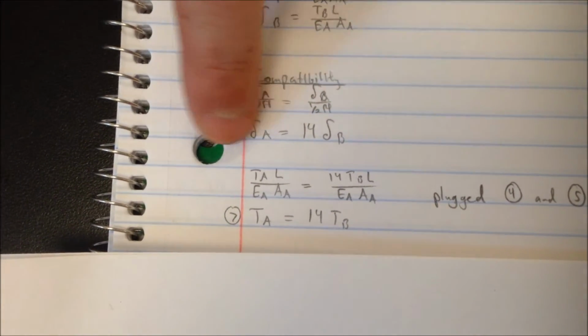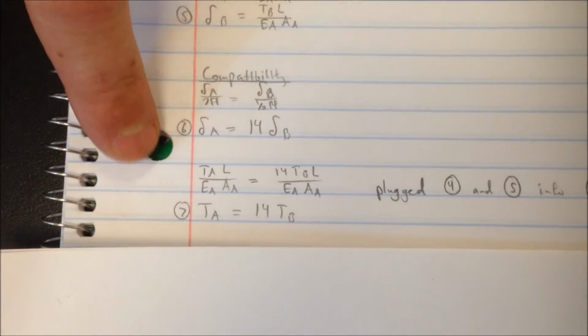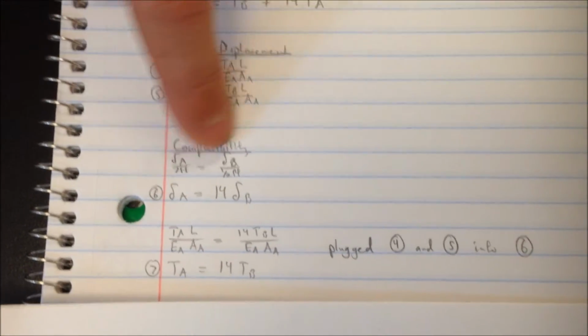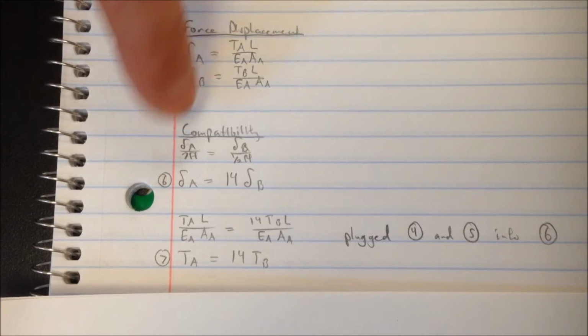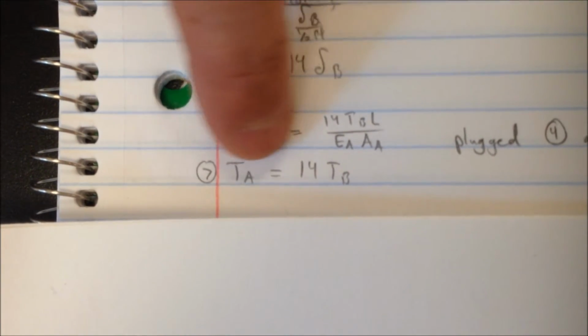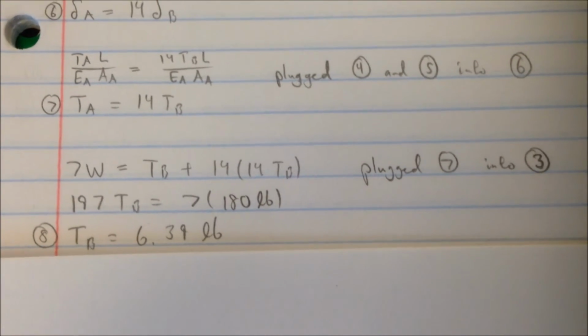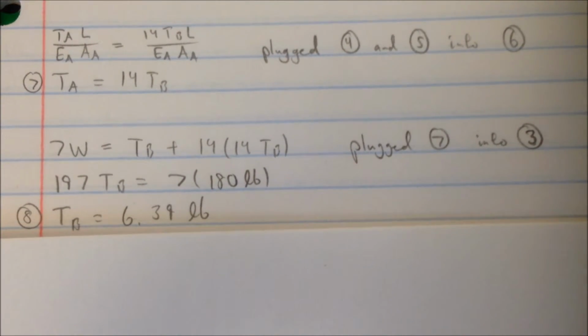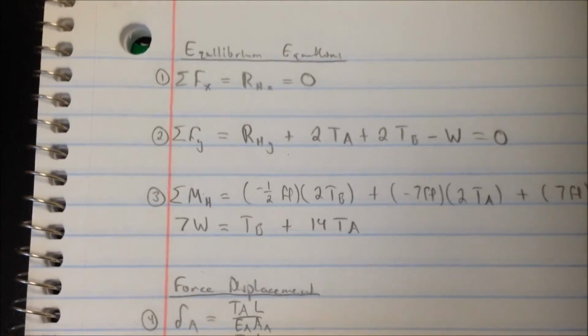Now that we have our 2 elongations, we can plug our force displacement equations into our compatibility equation. And doing that, we get the tension of A equals 14 times the tension of B. Then we will plug our equation that we just got, which is equation 7, back into equation 3, which is our moment equation.